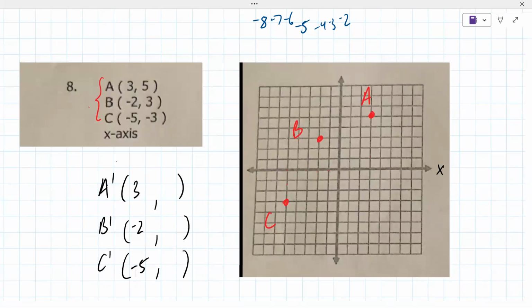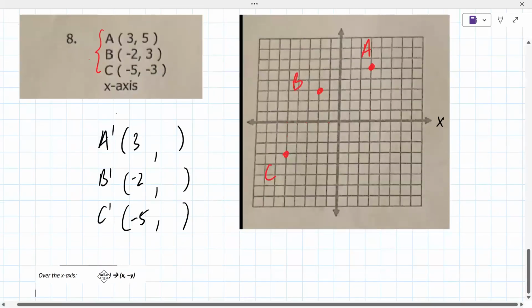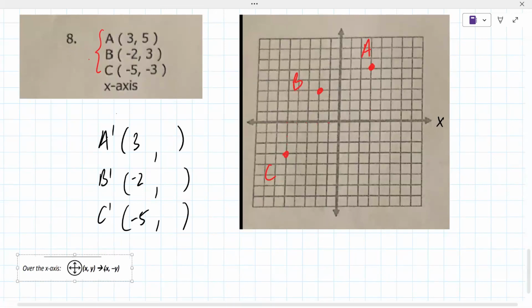Let me take a better look. It flips, or no, it doesn't flip. Just the y becomes negative. Yep. And if it's negative, it becomes positive. So it just changes sign. So that's -5, -3, +3.